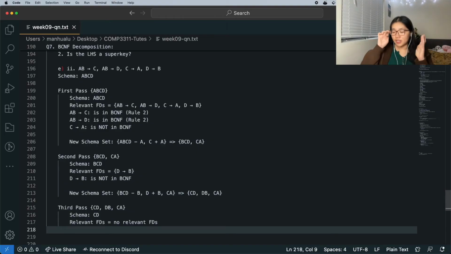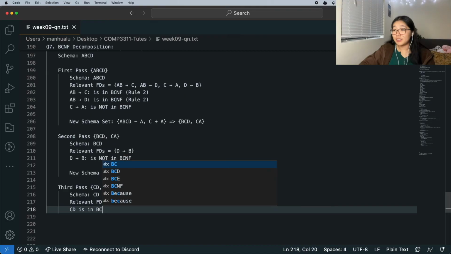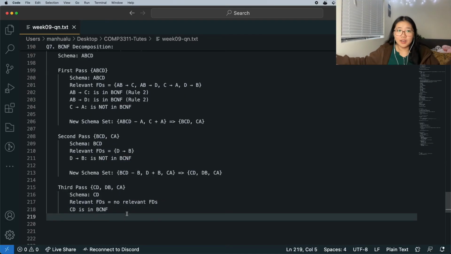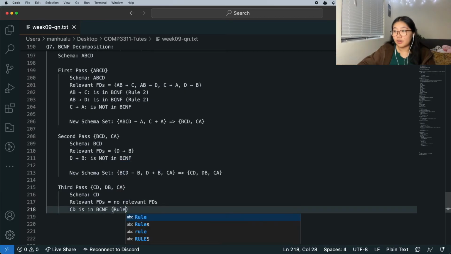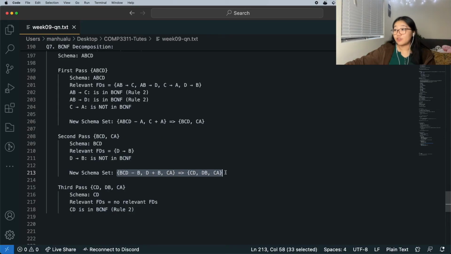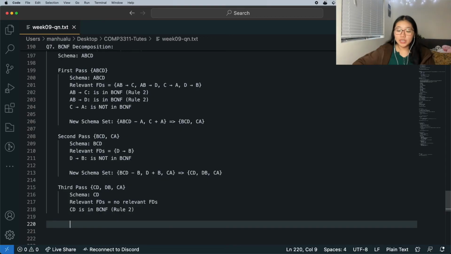And that's fine, right? That's a good sign because it looks like we're nearly finishing this entire decomposition. So we say, yeah, CD is in BCNF, basically, because obviously the schema is only CD. CD can get itself. So it is in BCNF. We're in rule 2. Yeah, so there we go. That's the first one. And because it's fine and in BCNF, we don't actually have to create a new schema set. We don't have to be breaking up anything. So we can continue on and look at the rest of our set of schemas.